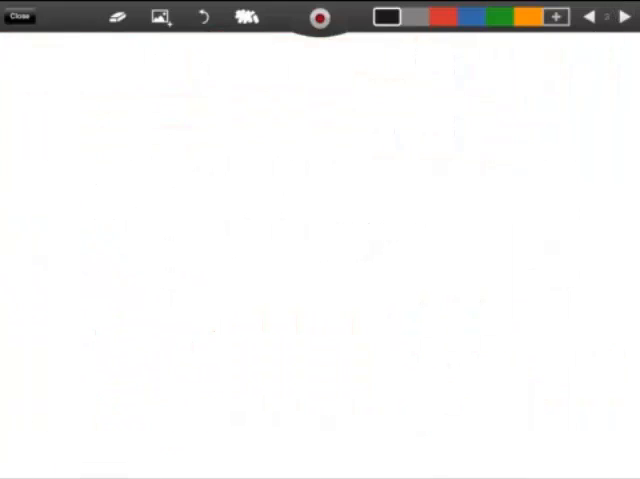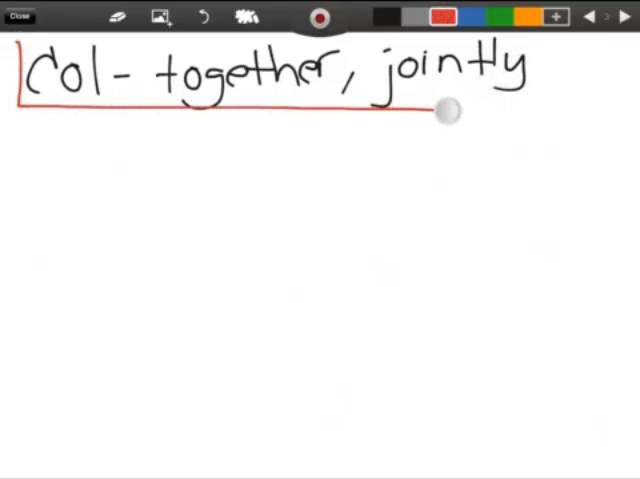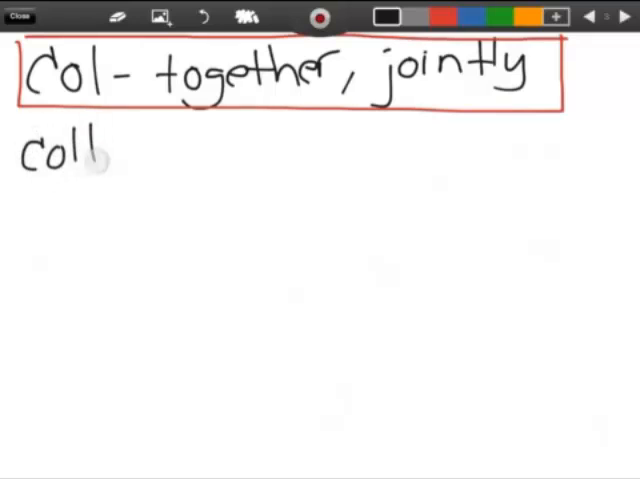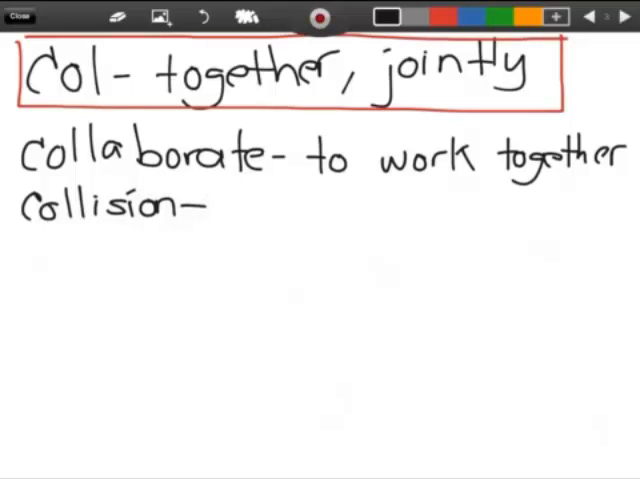Moving on to our next root is co, meaning together and jointly. This is another commonly used root, so I'm going to put this in a box here. I'm going to give you two example words. One of them is collaborate. Collaborate, meaning to work together. I'm going to give you a second word, which is collision. And the meaning of that is smashing together.